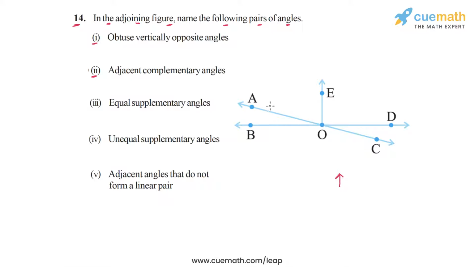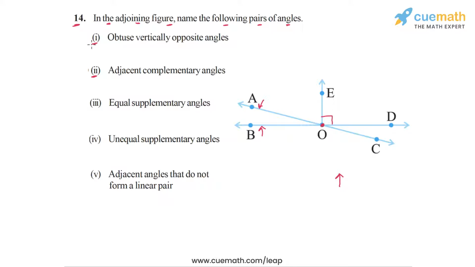This figure basically has two lines AOC and BOD intersecting each other at this point O, and then we also have this ray OE which originates from O. From the figure we can say that this ray OE is actually meant to be perpendicular to the line BOD. So this is what this figure is, and now let's go to each part and find the appropriate pairs of angles.